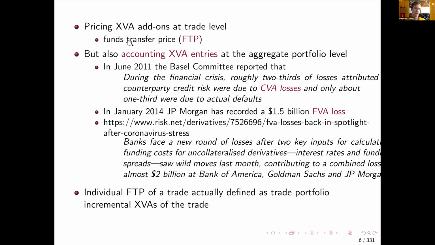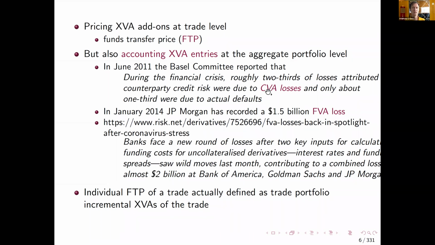So the one interesting thing is that these XVAs denote add-ons at trade level. So when you are selling a derivative, the price would be mark to market plus or minus a certain funds transfer price, which is gathering all these XVAs, which are relevant for the bank. But the XVAs are also, in the first place, accounting entries at the aggregate portfolio level. And these entries are very significant in the results of banks, as it was recalled in the Santander talk a few minutes ago. And the funny thing is that it's not only the cost for a bank of defaults of their clients in the future, but once this is accounted for as a CVA liability to the bank, it's also the risk for a bank of its CVA increasing, right?